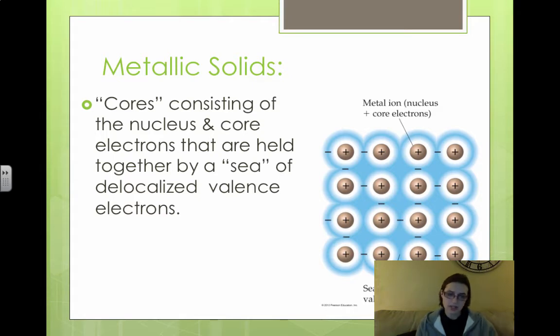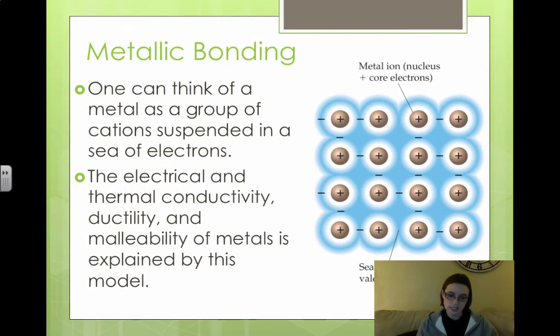And within these solids, the attraction is stronger than intermolecular forces, but it's not strong enough to be covalently bonded. So there must be some special type of bonding that exists. And this is actually metallic bonding. So metallic bonding happens because the valence electrons are delocalized throughout the entire solid. So what that means is the electrons are spread throughout the solid rather than associated with a specific atom.